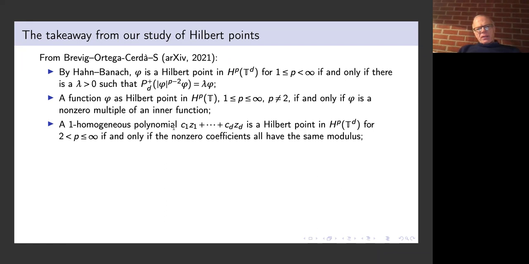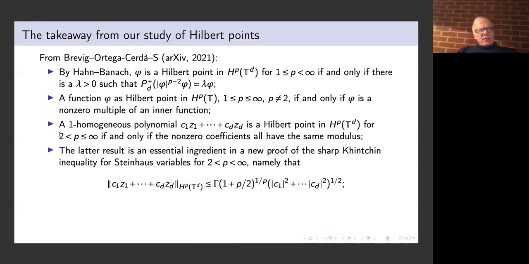But then it's interesting to look at various classes of functions. If you look at the one homogeneous polynomial, which is a polynomial of this form in dimension D, then we can prove that it is a Hilbert point in H^p for p between 2 and infinity if and only if the non-zero coefficients all have the same modulus. So these are precisely the Hilbert points of this kind. By the way, we were not able to prove this for p less than 2. It's annoying, but we were not able to do it. So that's an open problem. I don't know how to do it.